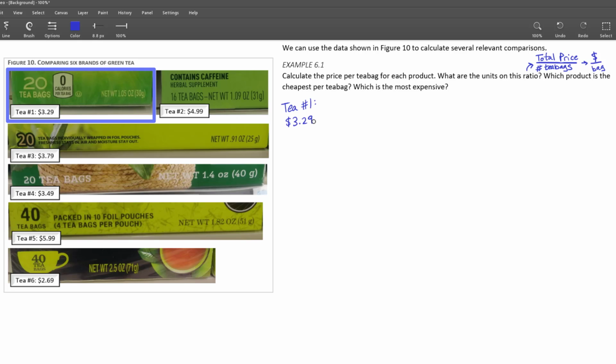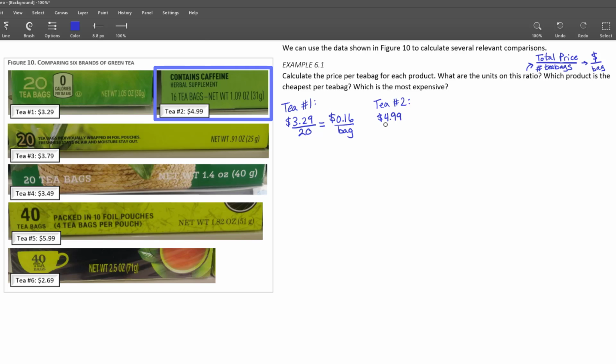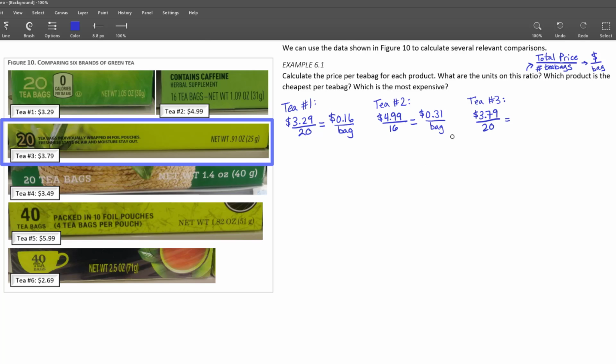So tea number 1 costs $3.29. The box has 20 tea bags. We're going to round this to 2 decimals because we're dealing with money here. And what you get is 16 cents per bag. Tea number 2 is $4.99 divided by 16 tea bags in the box. Get 31 cents per bag. Tea number 3 is $3.79 per box. 20 bags in the box comes to 19 cents per bag.